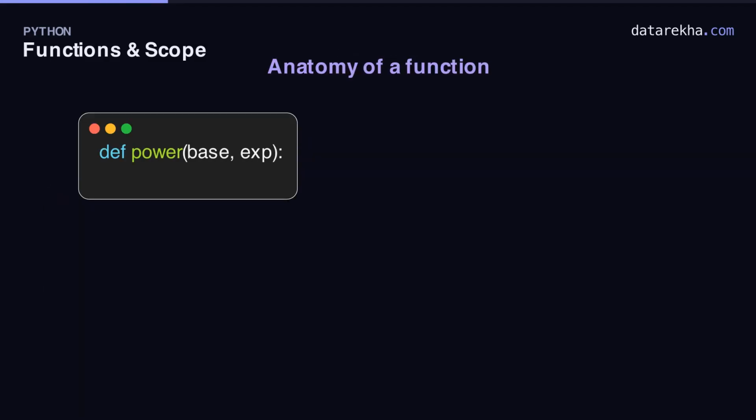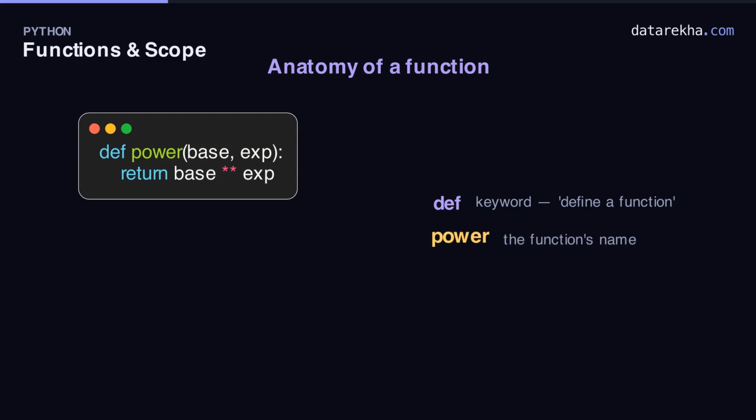So, what is a function really? Think of it as a reusable machine. You define it once, then feed it inputs, and it produces an output. Here is the anatomy. The word def announces a new function. Next comes its name, power, how we will call it later. Inside the parentheses sit the parameters, base and exp. These are the named slots waiting for inputs.